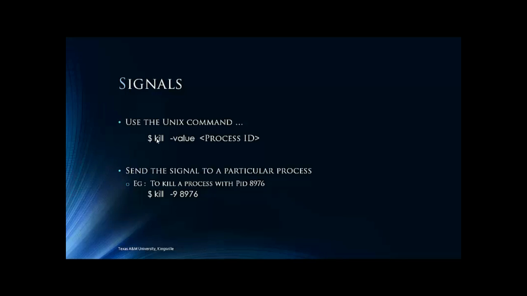So let us take an example. Let's assume we have a process ID 8976. We want to kill that particular process because, suppose, it has hung. You can give the command kill -9. What is the -9 here?